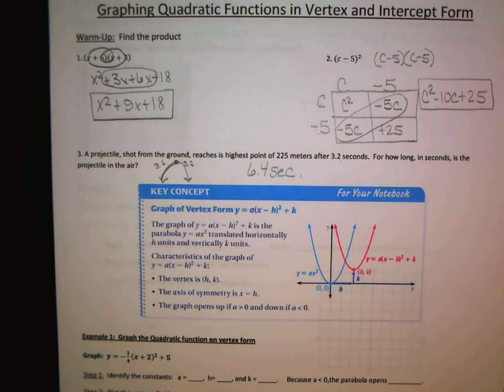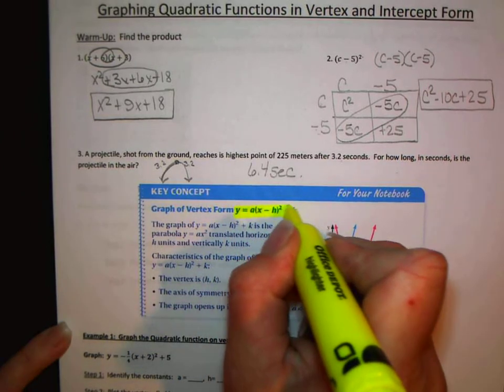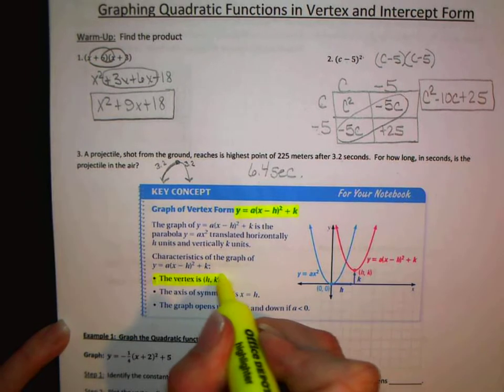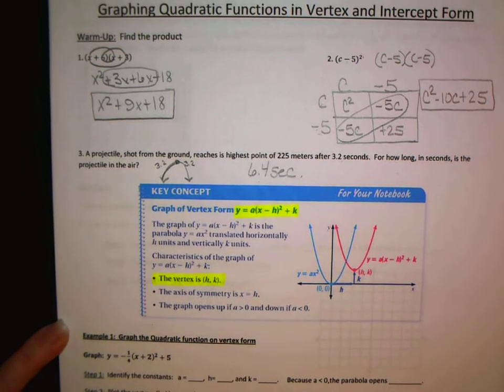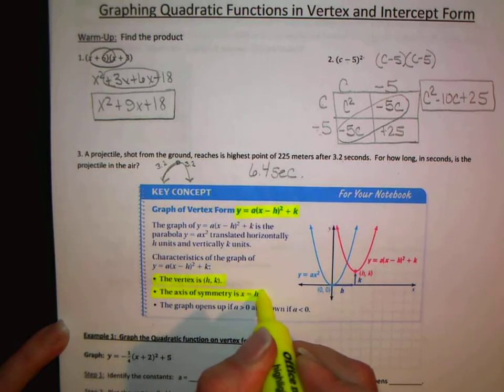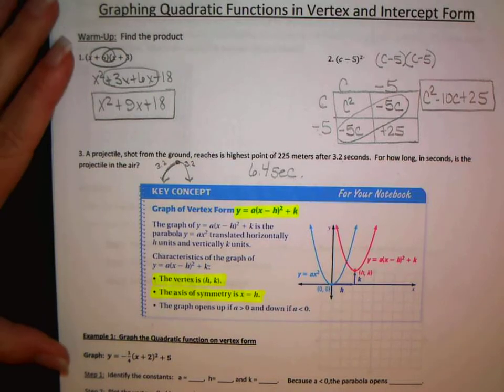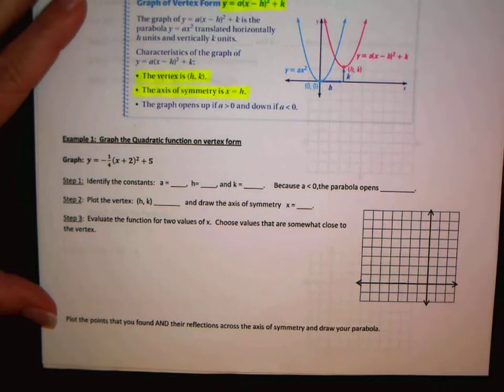All right, so today, let's go on to this key concept. Today we're going to be working on vertex and intercept form. Vertex form is y equals a times (x minus h) squared plus k, where the vertex is (h, k), the axis of symmetry is x equals h, and the graph opens up or down based on the lead term, or the a. All right, taking that information, let's move to example number 1.